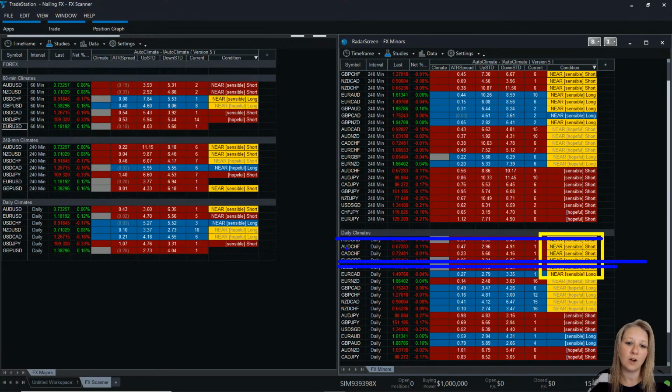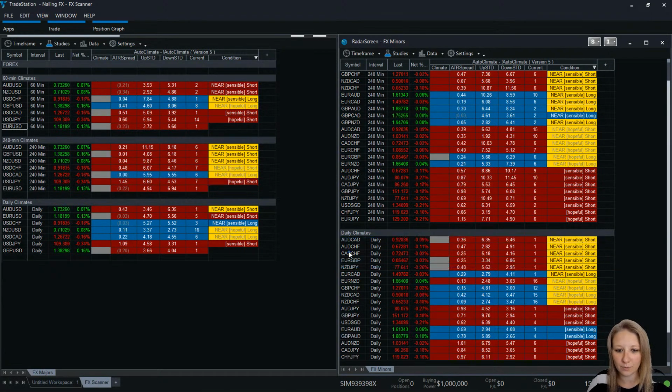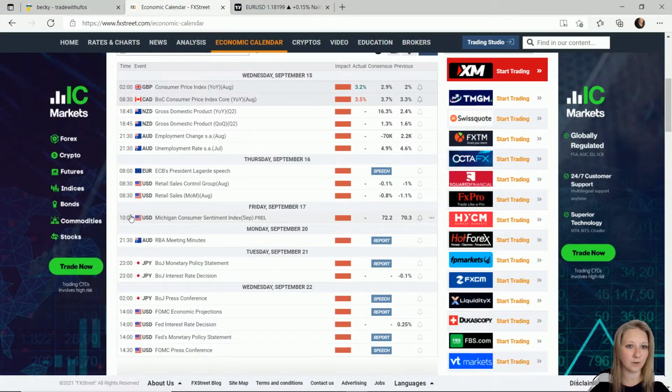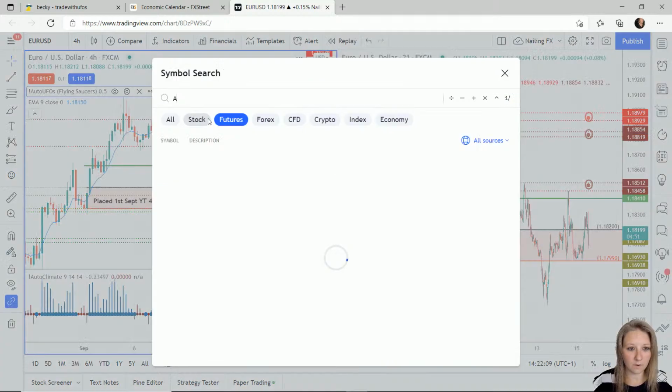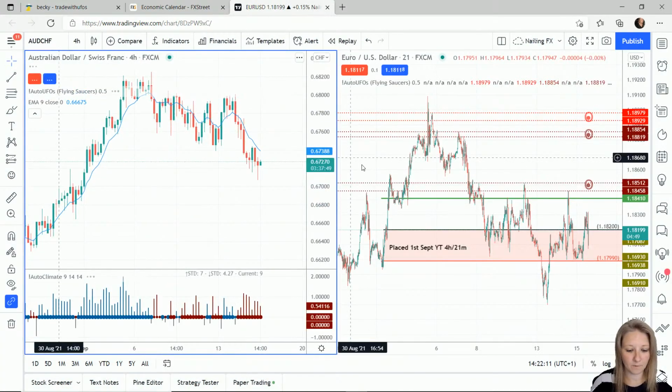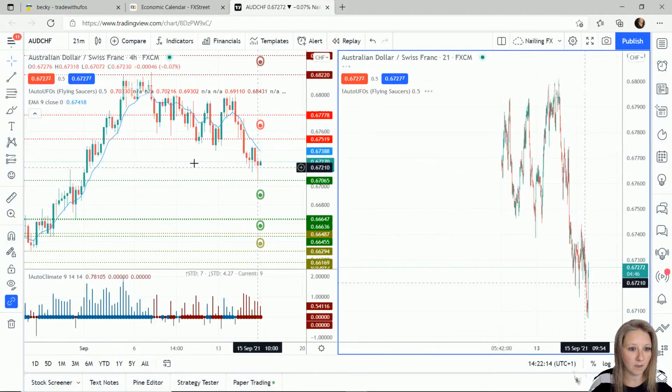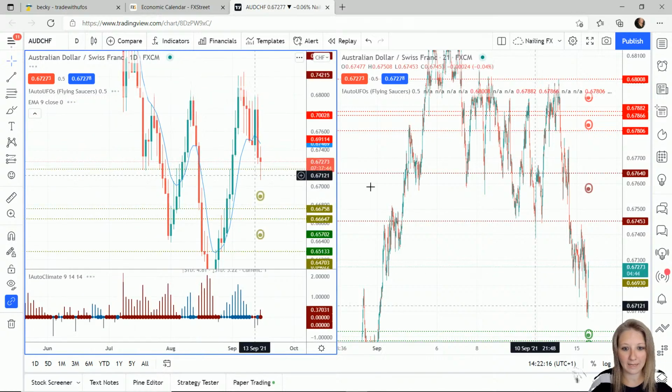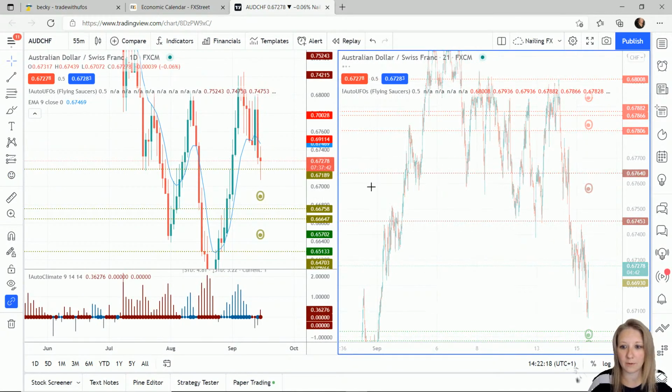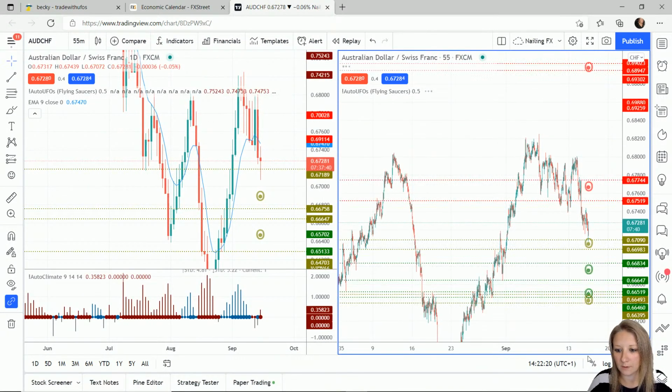That leaves us Aussie Swiss and Canadian dollar Swiss. So let's go and have a look at that on TradingView. So Aussie Swiss, and we want daily. And in this case, we're going to use a 55-minute chart because we can on TradingView.